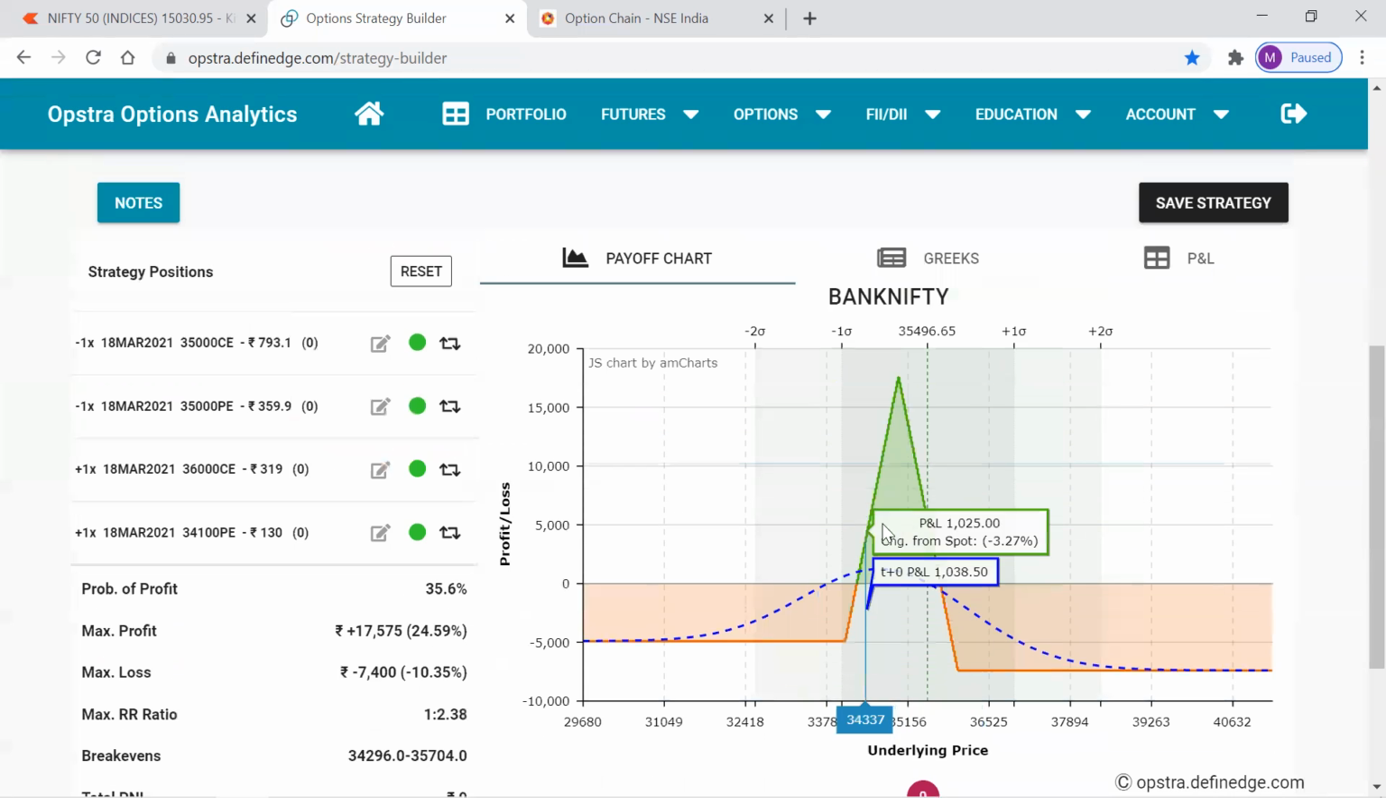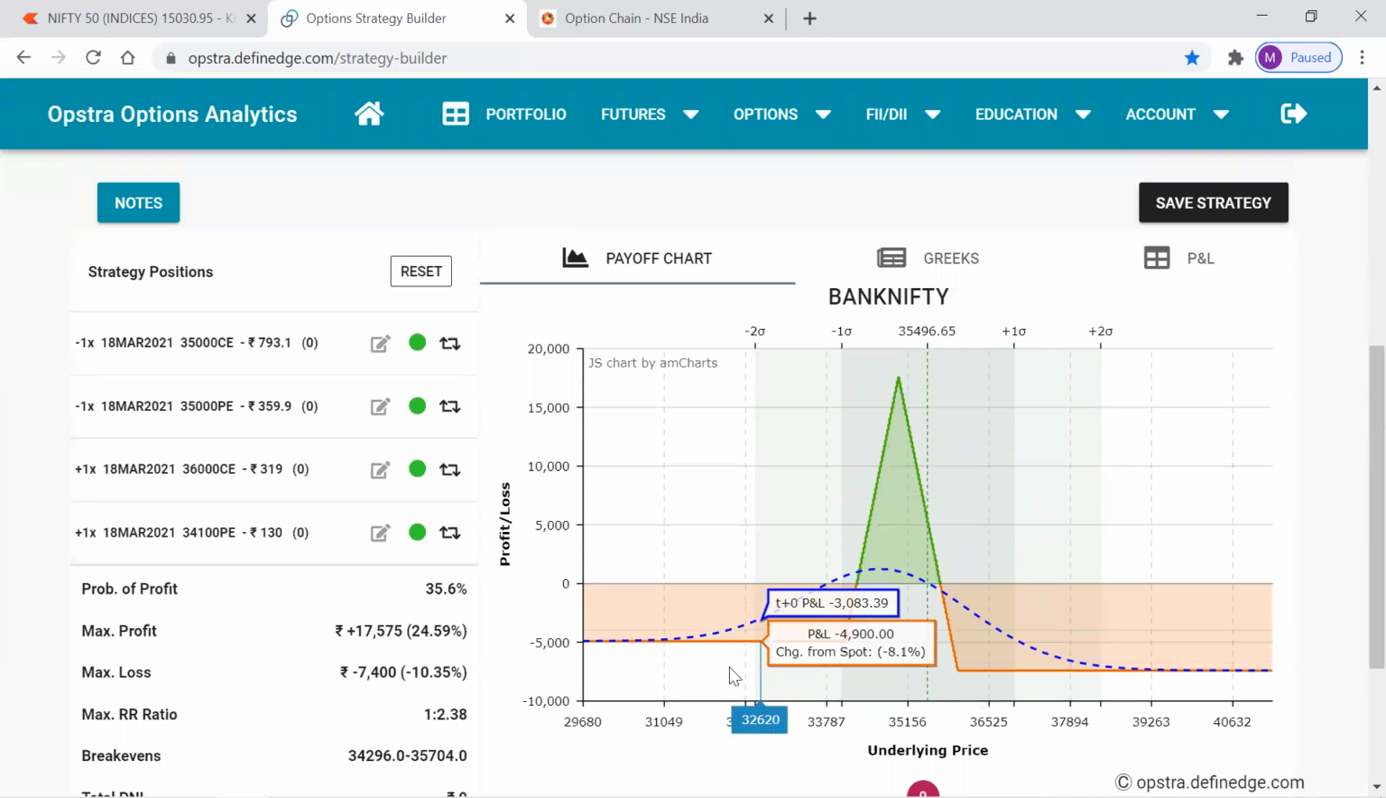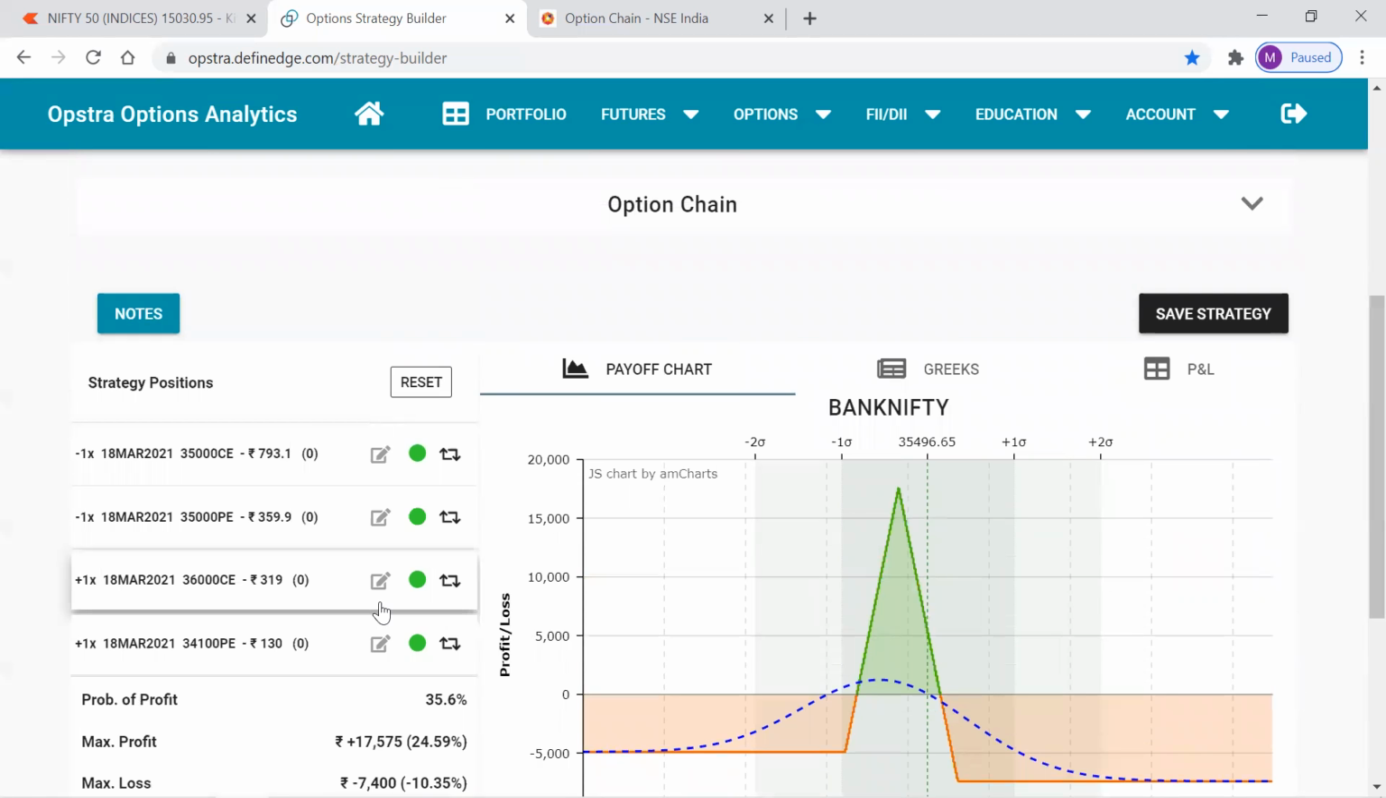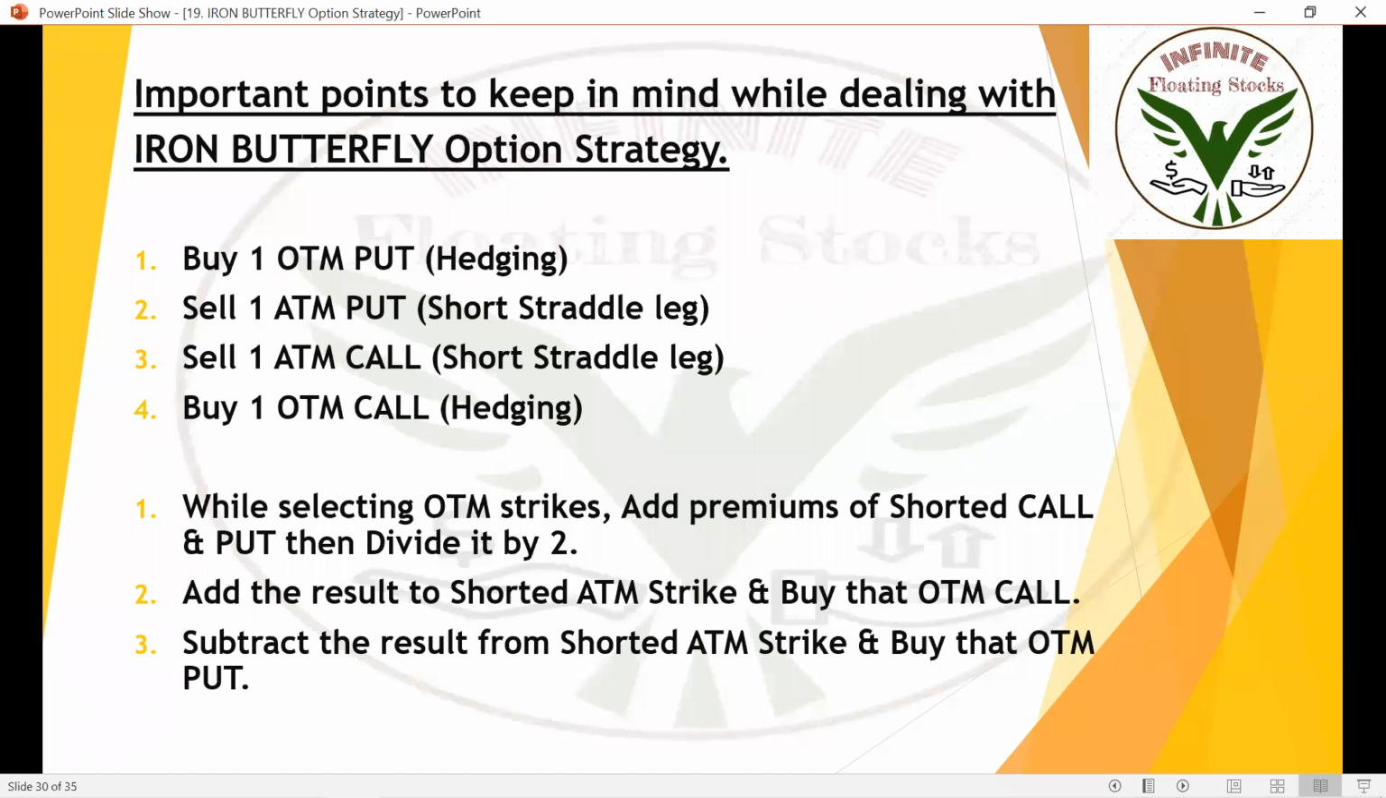That's it. This is how your payoff diagram looks. This is an iron fly, and look at the break evens, the maximum loss and the maximum profit, the risk reward. You're going to lose only 4,900 if it is falling downward, and only 7,400 if it is moving upward. If it stays in this range, look at your profit potential: it's 17,575. The risk reward ratio is very good here. That's how you need to implement this strategy.